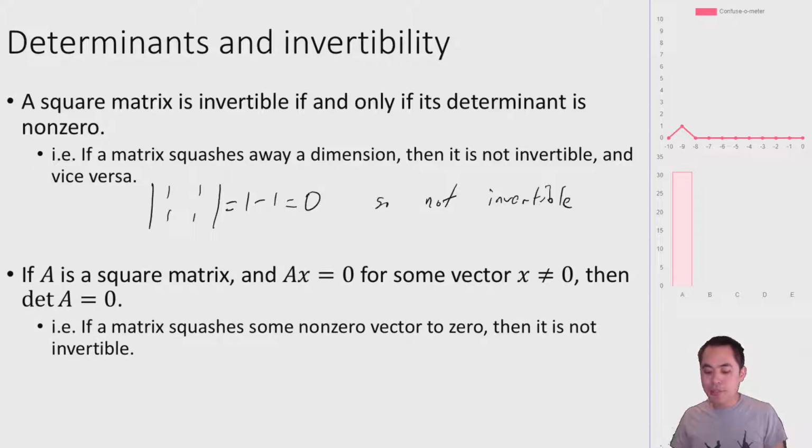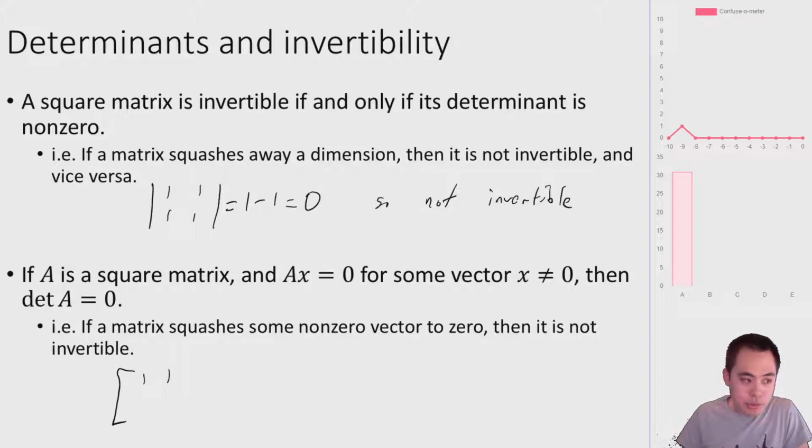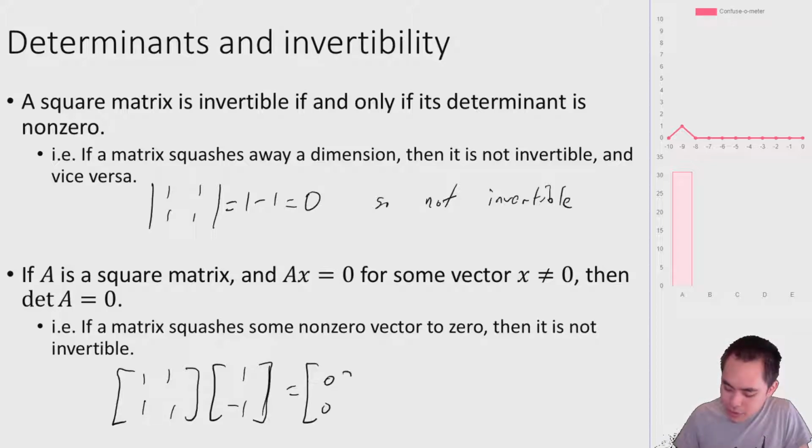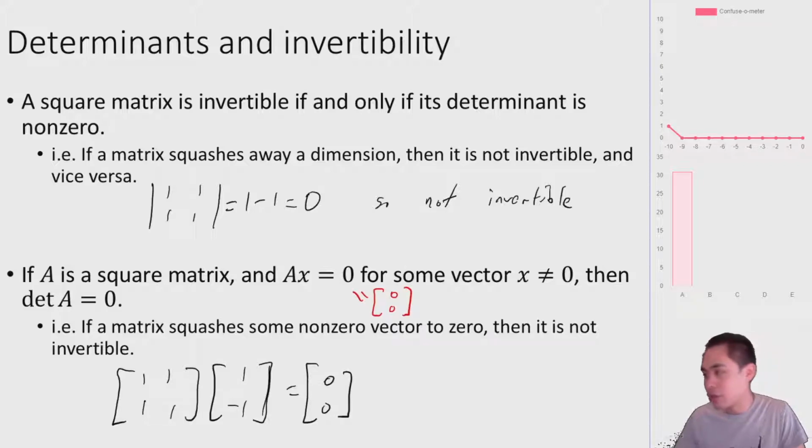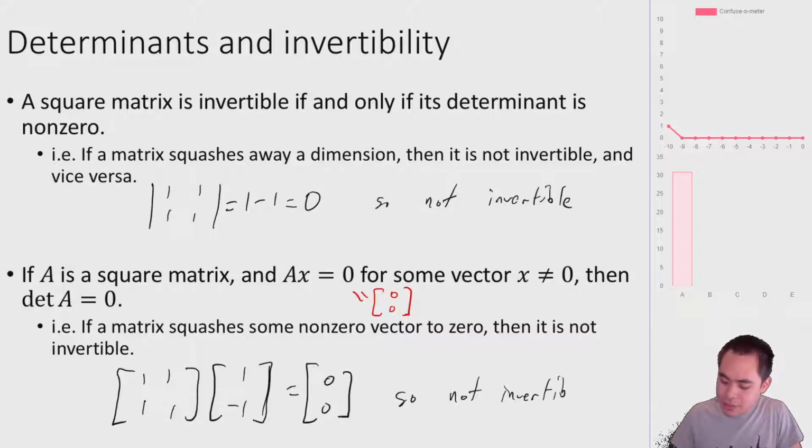Alternately, we also have that if A is a square matrix and Ax is equal to 0 for some non-zero vector, so if it squashes some non-zero vector to 0, then it's also not invertible. Sometimes this is easier, sometimes this is harder. But in this case, [[1, 1], [1, 1]], if we multiply it by [1, -1], this is equal to the 0 vector, which is an important distinction to make, because when it's clear, we're going to use 0 to represent the 0 vector. It won't always be clear, but hopefully it will be. So not invertible, because it sends some non-zero vector to 0.